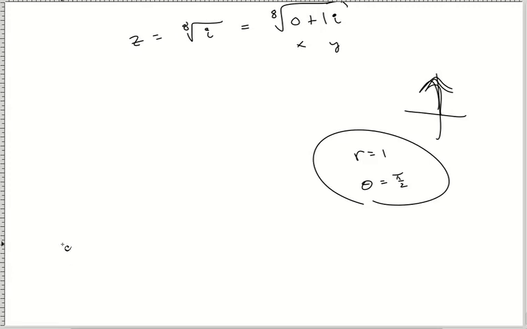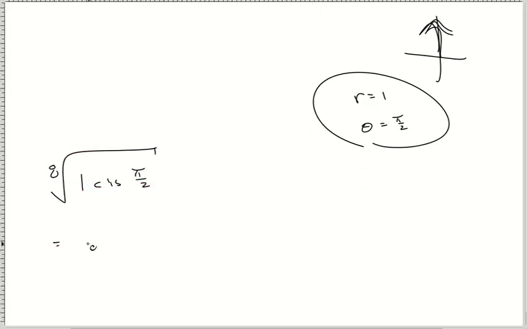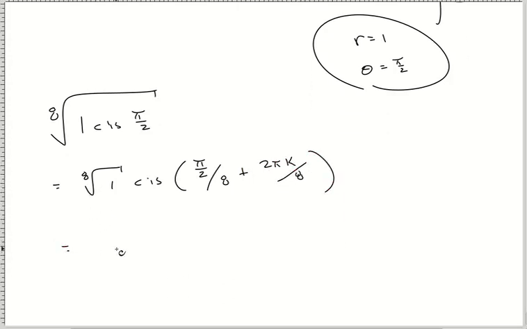And the 8th root of that. So what I'm saying is the 8th root of, and then I got my 1 cis pi over 2. And I need to rewrite this. So then I got the 8th root of the 1 cis of pi over 2 divided by the 8, and then plus that 2 pi k divided by 8. Well, 1 to the 8th root is still a 1 cis of this guy here is now a pi over 16, and we're going to have more stuff.